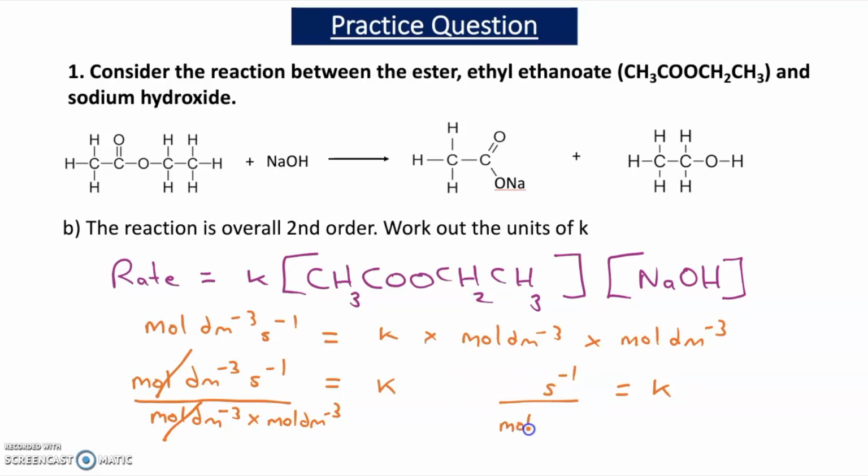Now when expressing the units of K, we need to write this all on the same line. So when we move moles per decimeter cubed up to the top, it becomes moles to the minus 1, dm to the 3, and we also have s to the minus 1. So the units are moles to the minus 1, dm to the 3, s to the minus 1.